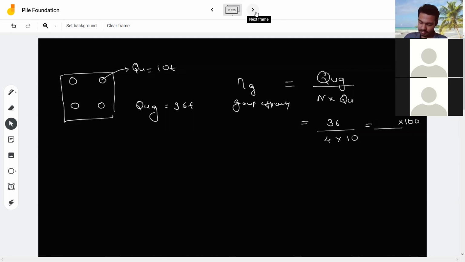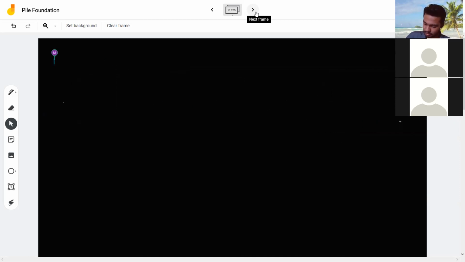Now there are 3 methods of doing it that we have to understand. I will just rub this part. Method number 1 is the same formula which I wrote, that is group efficiency upon number of piles into ultimate load of single pile. Second method, I'll just write with another pen, that is method 2.